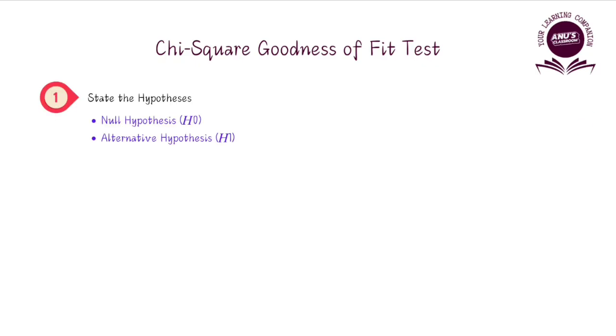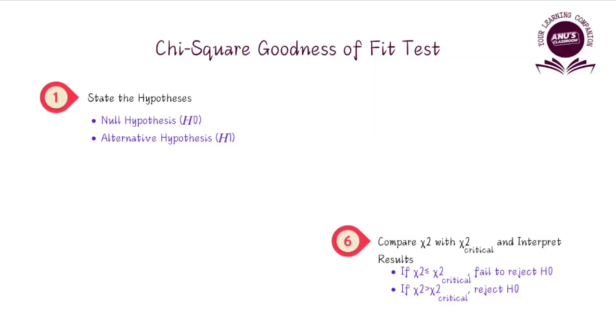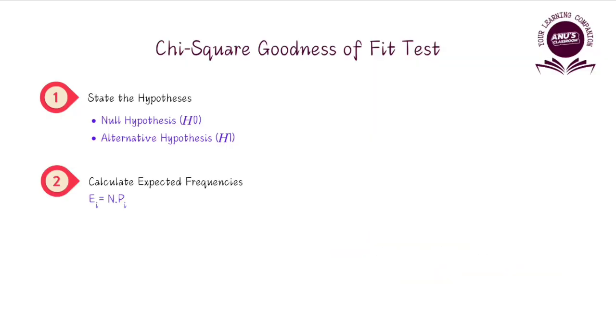So like any hypothesis testing, the first step here also is to state the hypothesis, the null hypothesis and the alternate hypothesis. Then we will calculate the expected frequencies, which will help us to identify the theoretical distribution, like uniform distribution or binomial, whatever it is. So we have to use the distribution's formula or characteristic to calculate the expected frequency for each category.